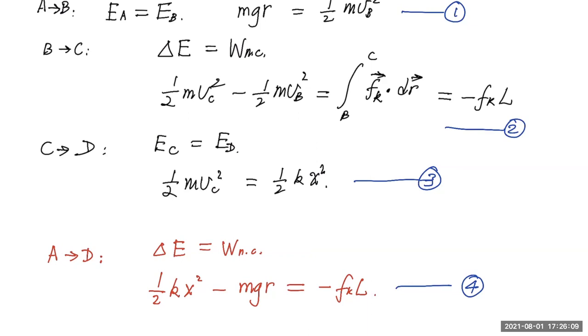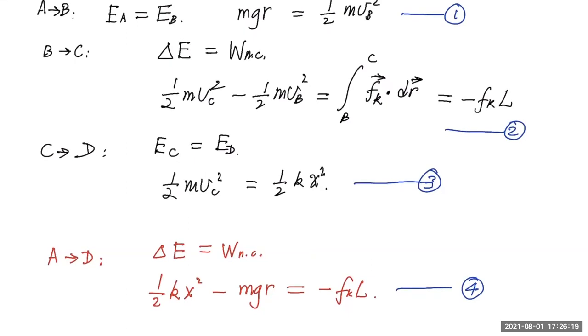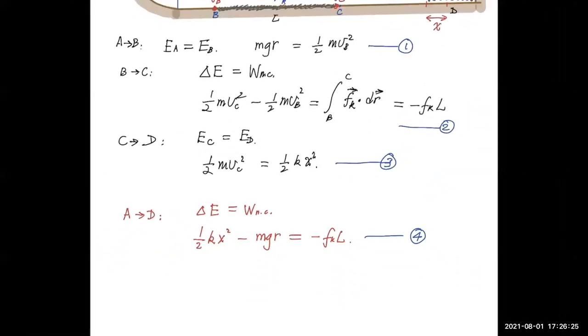and negative fkl. Now, in equation number 2, you see negative fkl is the difference between 1/2 mvc squared and 1/2 mvb squared, and mvb squared itself is equal to mgr. So let me write down what I just said. You can see whether you get a consistent result. Okay, it's quite simple algebra.